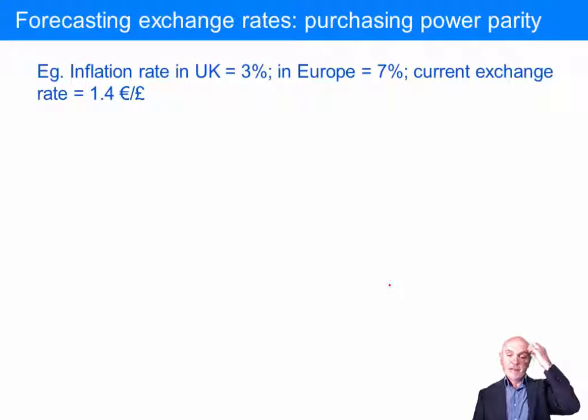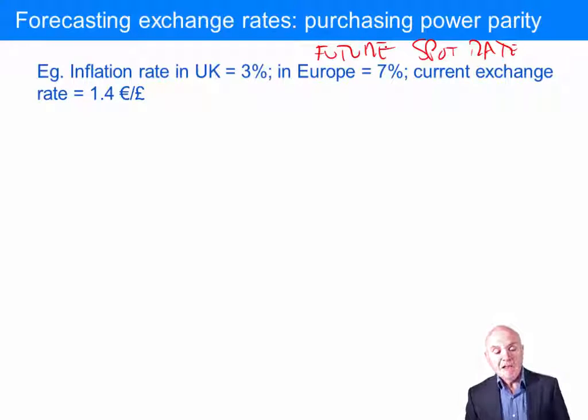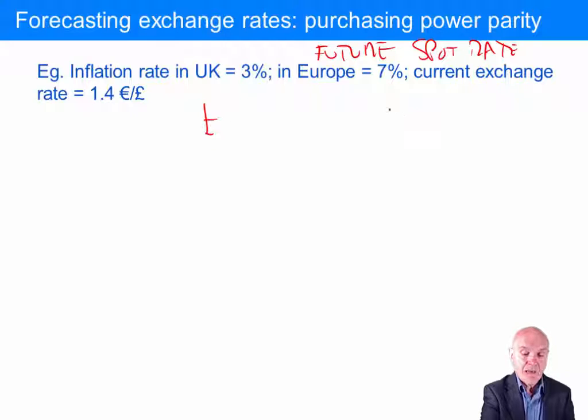The second one is purchasing power parity. Purchasing power parity is predicting not the forward rate, but the future spot rate. Essentially it says that what gives money its value is what you can buy with it. So here we've got the current exchange rate between the pound and the euro of 1.4. If we had 1,000 pounds, this is equivalent to 1,400 euros now. The exchange rate is 1.4 euros per pound.